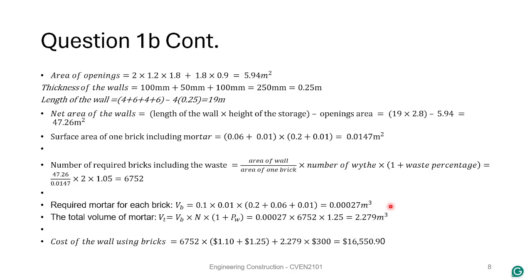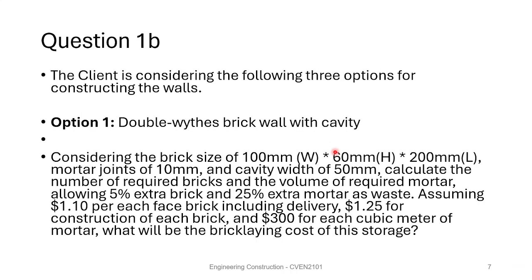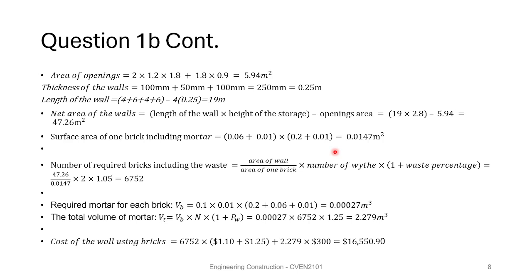In terms of the thickness of the wall, it's 100 mils plus 50 mils plus 100 mils. Remember, the width of the brick is 100 mils, and we have a 50 mil cavity in between. So it's just 100 plus 50 plus 100 because it's a double white brick wall. If it's a single white brick wall, we don't have that cavity in between, so it's just the width of one brick. If you add it up, you'll get 250 mils or 0.25 meters. Just convert them into SI units. It's much easier.